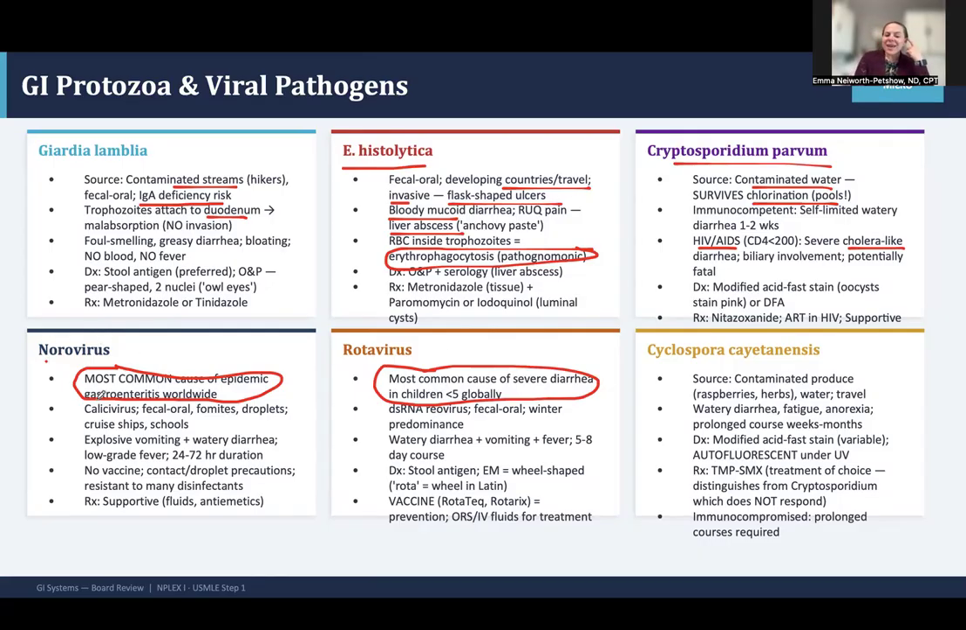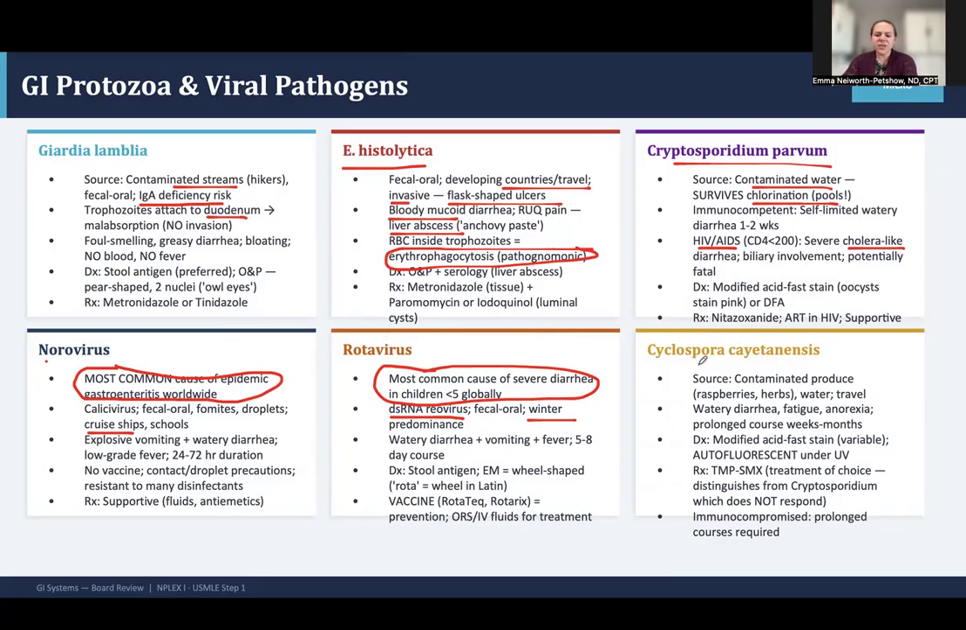So, norovirus, it's a calicivirus, fecal-oral spread, fomites, droplets, the whole nine yards. We oftentimes think of it as cruise ships or conferences. It's an explosive watery diarrhea. There's no vaccine, so it's really just contact and droplet precautions. Versus rotavirus is a dsRNA reovirus, more common in the winter with a watery diarrhea, vomiting, and there is a vaccine available for this virus.